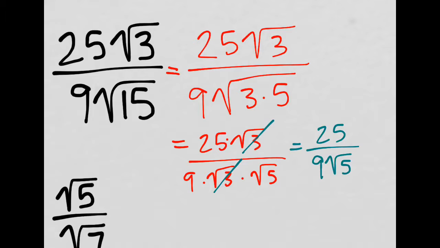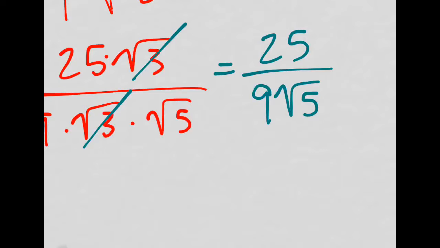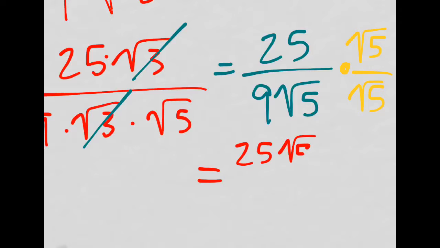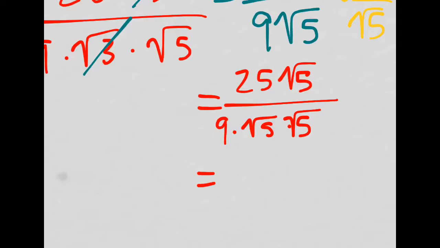But because I don't want that square root of 5 there, I'm going to have to rationalize the denominator, which means I have to multiply by 1. And that's not going to help me get anywhere. I need 1 to look a little bit different for me. I need to multiply by the square root of 5 over the square root of 5. Okay, and when I do that, I'm going to get 25 times the square root of 5 for my numerator. And my denominator, I'm going to get 9 times the square root of 5 times the square root of 5, which we know to just be 5.